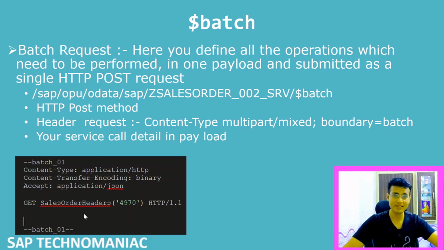I will explain each and everything. This is the payload you have to pass, where inside the payload you have to tell what is your content type, what is your transfer encoding, and what kind of data you are expecting to get back, and then you have to write one by one all the query options which you want to combine. In this case, I just combined one get query option, but you can combine multiple query options here as well.